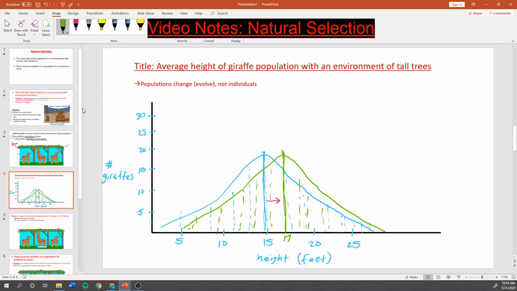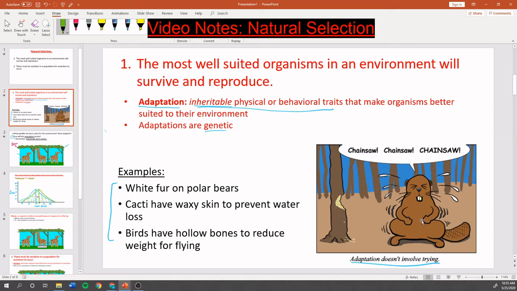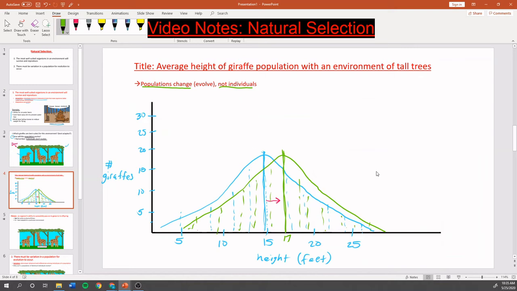And so what I'm trying to convey here, remember, is that populations are the things that are changing, not individuals. So populations evolve, but not individuals. It would be like I said before, this short one just being like, please get taller, or like putting some long neck braces or something to hopefully make his neck get longer, or like this beaver being like, get longer teeth or stronger teeth, I don't know, or a chainsaw, okay? So individuals don't evolve, populations evolve, okay? So make sure you have this, and then this right here is the overall takeaway from this graph, okay?